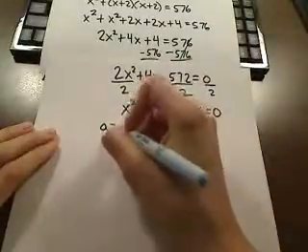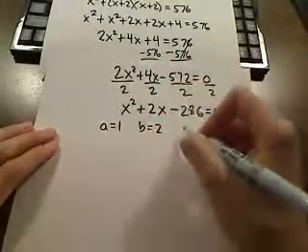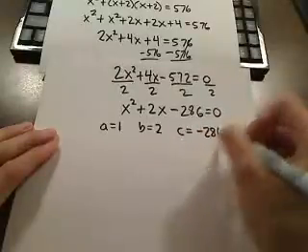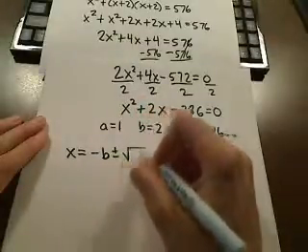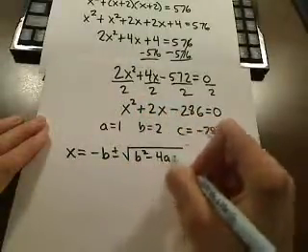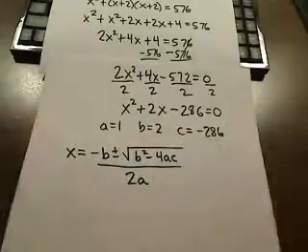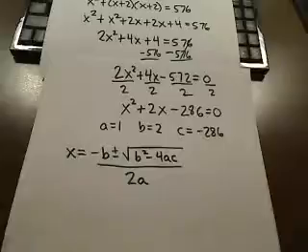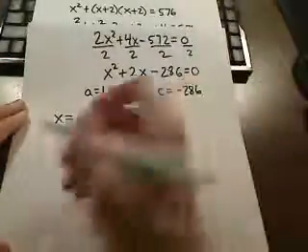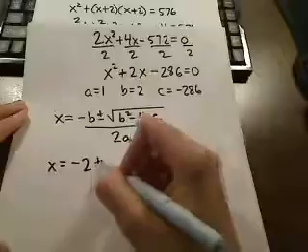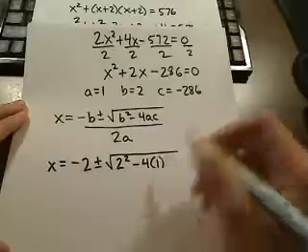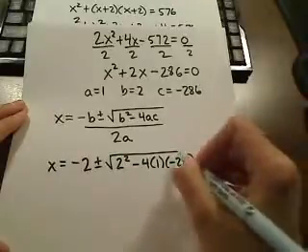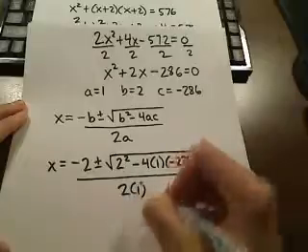Okay, so let's list this here. A equals 1, B equals 2, and C equals negative 286. Okay, and remember our quadratic formula is negative b plus or minus the square root of b squared minus 4ac, all over 2a. Okay, so let's go ahead and plug these values in. So we have negative 2 plus or minus the square root of b squared, so 2 squared, minus 4 times a times c, and that's all over 2a.